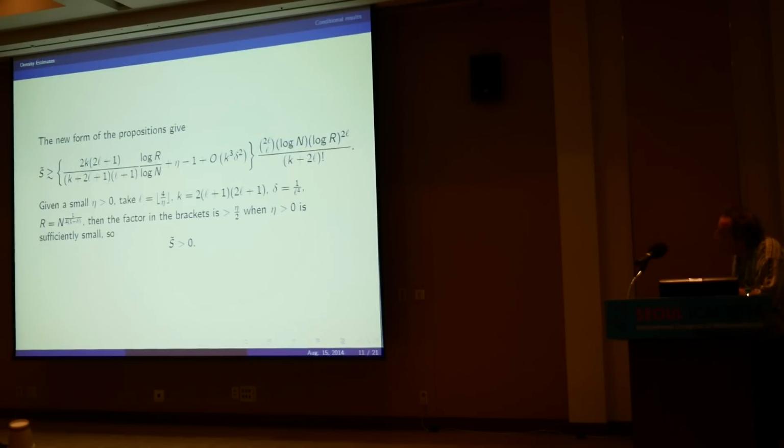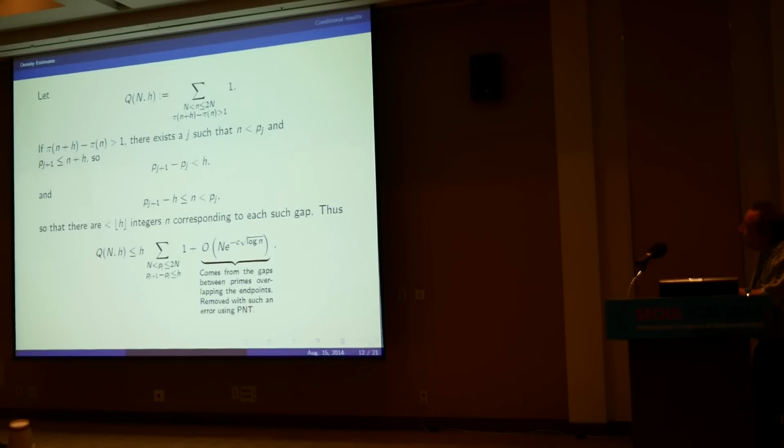Okay, so the argument depends on the positivity of this quantity. And what you do, the propositions allow you to evaluate it in this way. And if you choose these parameters appropriately, you get this positive. So that's the limit inferior. Now you want to apply the Cauchy-Schwarz inequality here. And for that, you define this Q that counts only those n's for which there is a prime between n and n plus h.